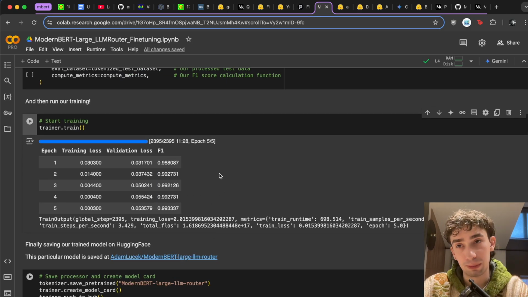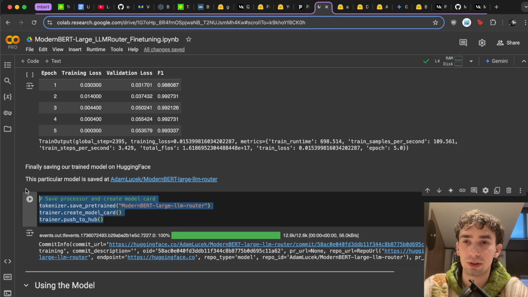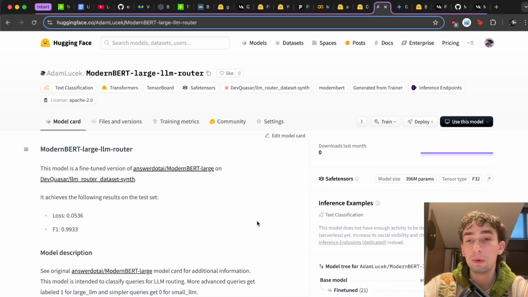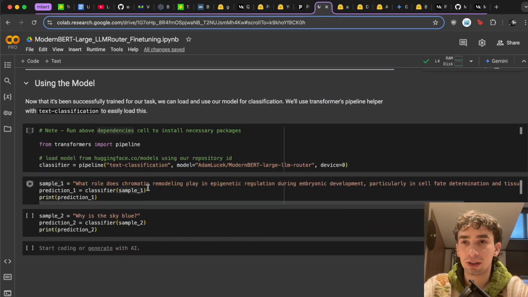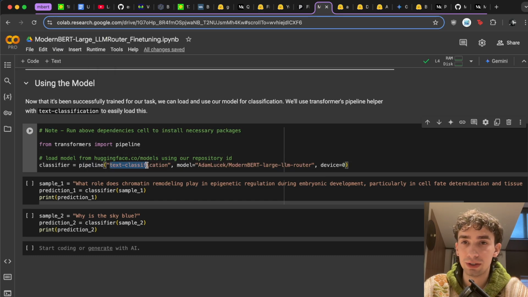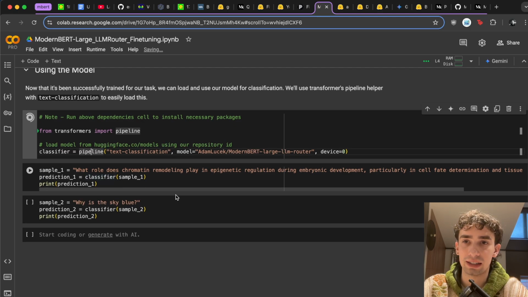So with what appears to be a successfully trained model, what we can do is create a quick card, save it, and push it up to the hub, which is where it sits today if you're interested in taking a look. But let's actually load it then and run a few examples through. So using Transformers' pipeline helper, we're going to create a text classification pipeline and pass it through our model ID. So this will download and load the model and put together everything we need for a classifier.